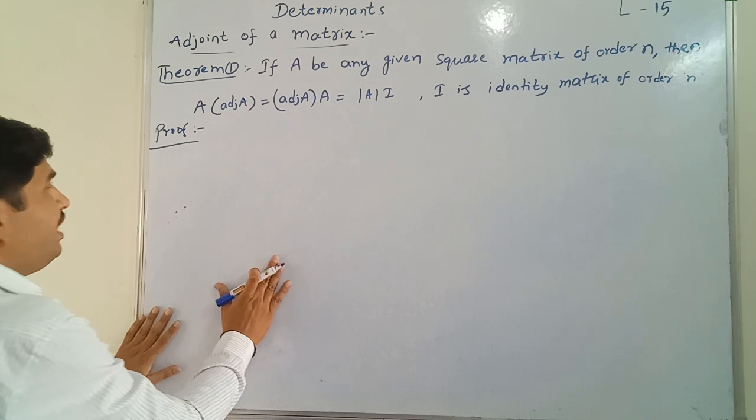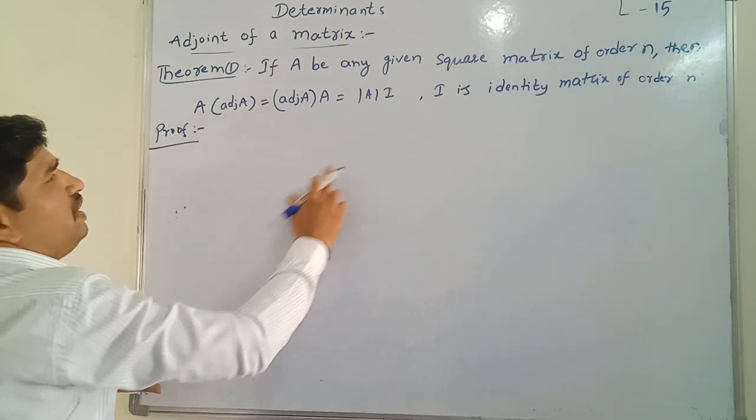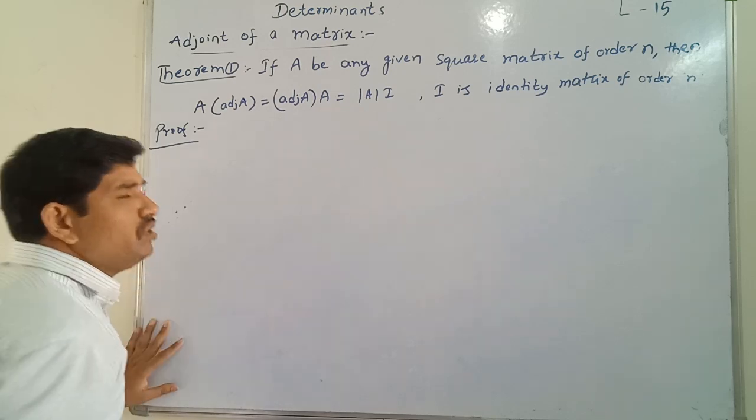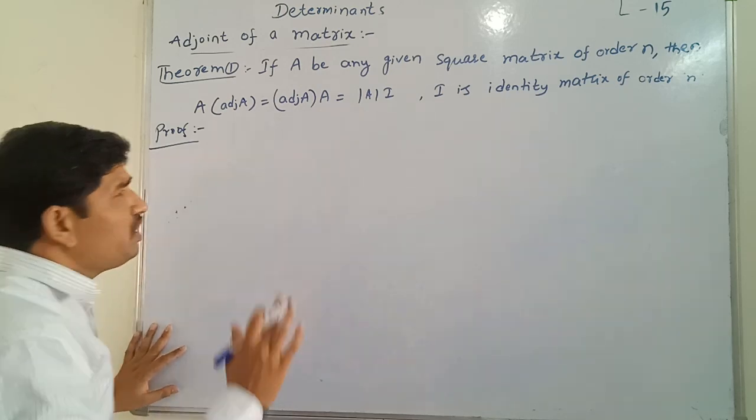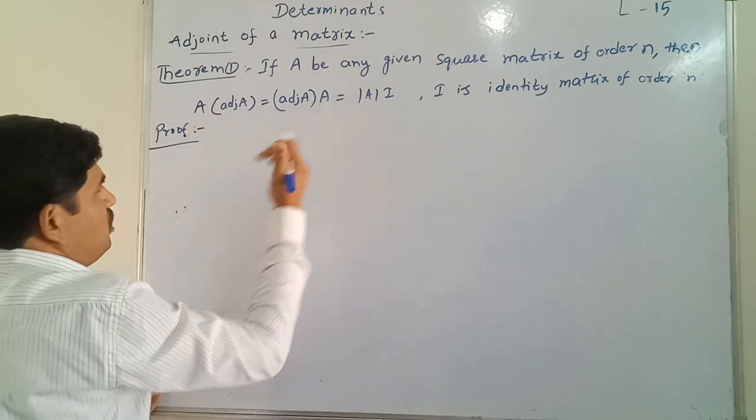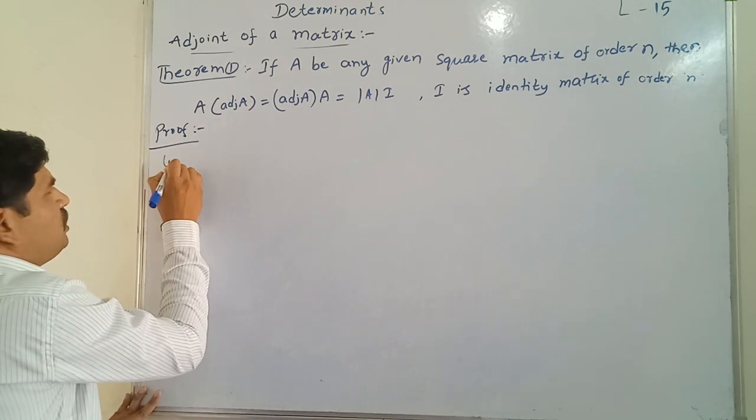So we have to prove that A into adjoint A is equal to det A into I, and again adjoint A into A is equal to det A into I. So we can prove them one by one. See, first we are taking this one, and by taking this we have to prove this one. So let us consider the matrix.